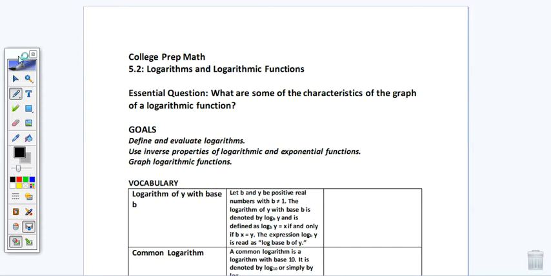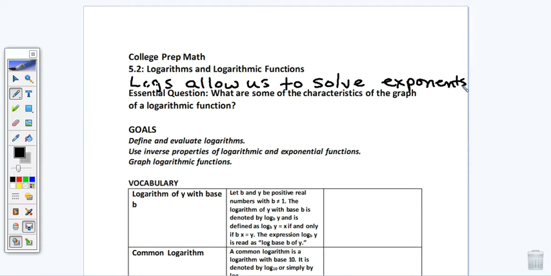So logarithms are going to allow us to solve exponents. Okay? Logarithms are going to allow us to solve exponents.